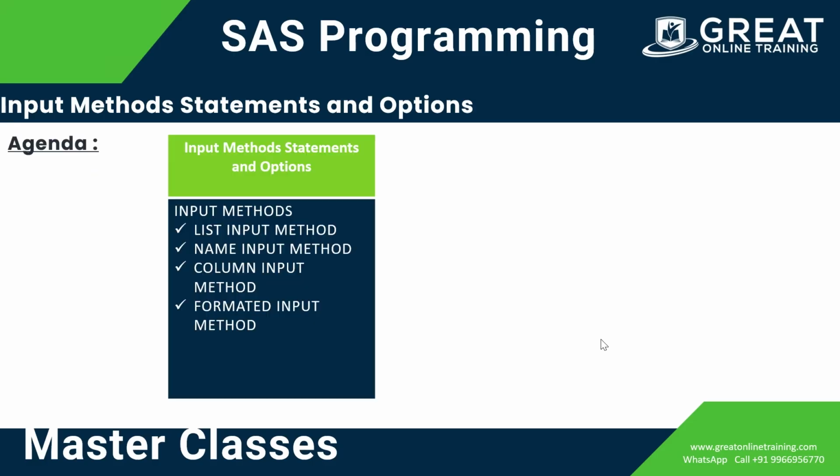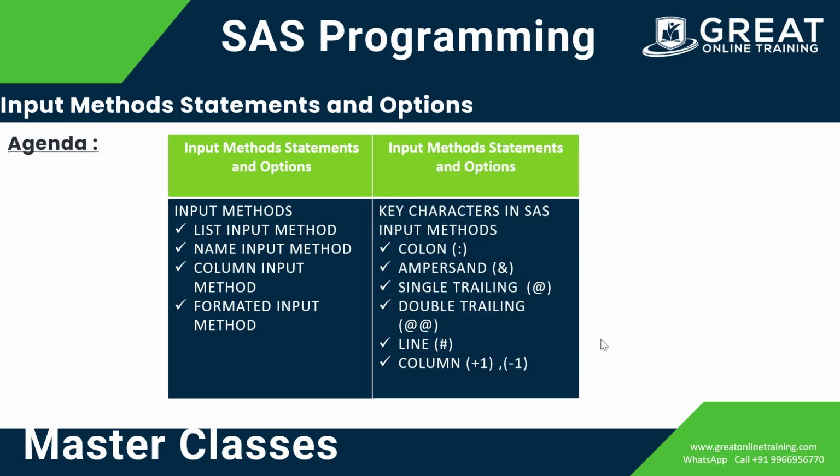So let me go through the agenda. We have mainly four input methods in SAS: the list input method, name input method, column input method, and formatted input method. First, I will talk about all these input methods. Apart from that, I'm going to discuss the use of the colon modifier, the use of the ampersand sign, the single trailing method, the double trailing, and what the line pointer and column pointer are. The total purpose of the class is reading data into the SAS environment by using different input methods.